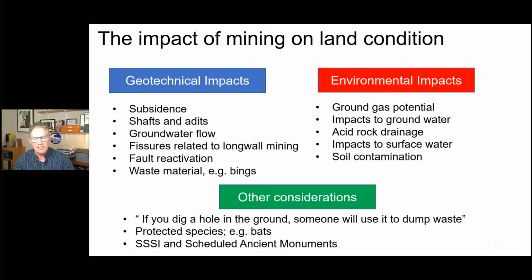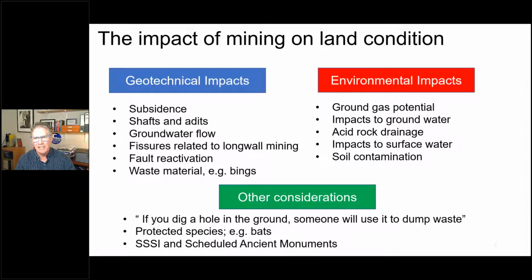So this slide really just summarizes very succinctly all the potential geotechnical and environmental impacts. I've really divided them into these two columns. For geotechnical, obviously, we have things like subsidence. We also have other issues such as fault reactivation, which can affect sites, and finally some of the waste material, the engineering properties of bings and other waste tips.